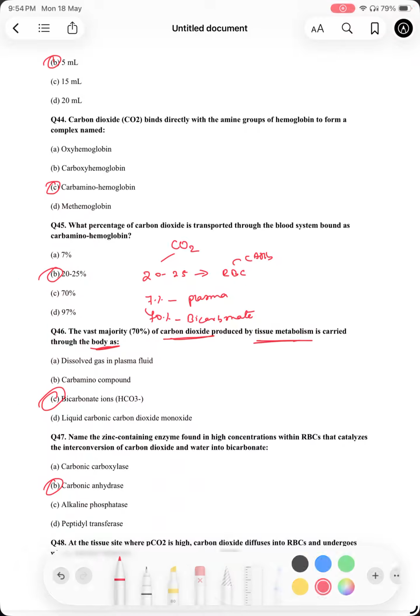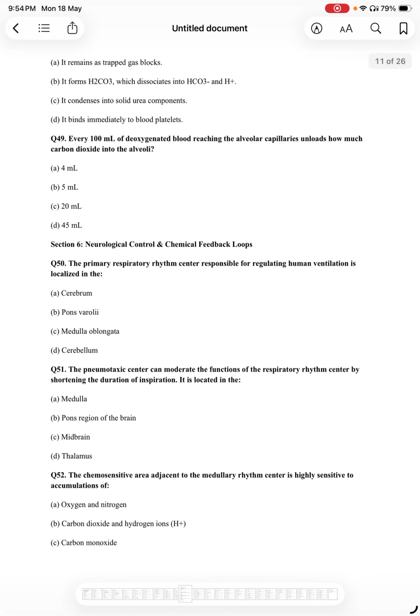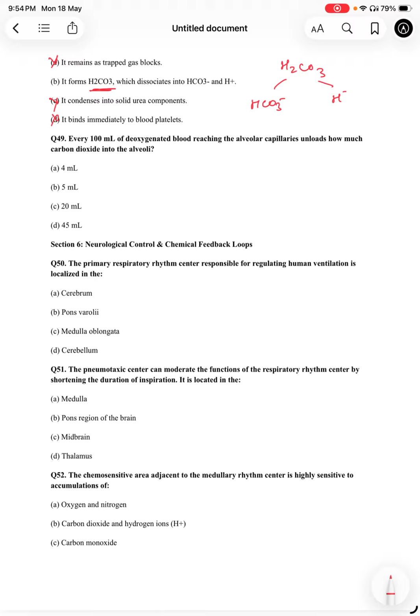At a tissue site where PCO2 is high, carbon dioxide diffuses into the RBCs and undergoes which reaction sequence? It remains trapped as gas blocks. It forms H2CO3 which dissociates into HCO3 and H+. It condenses into solid urea components. It binds immediately to blood platelets. We know it does not condense into solid urea components, and it does not bind to blood platelets. Does it remain trapped as gas blocks? No. Basically, it forms H2CO3, and this H2CO3 dissociates into HCO3 minus and H plus.